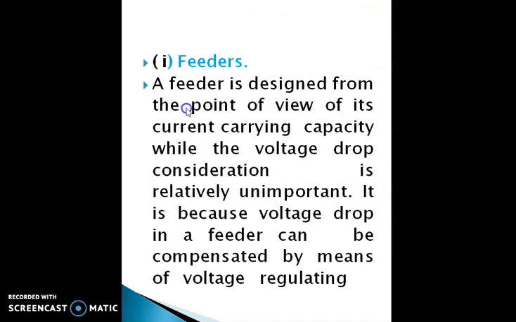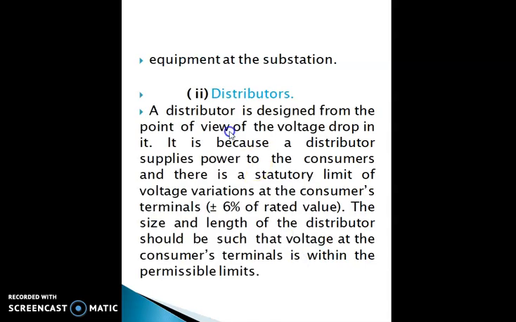The first one is the feeder. A feeder is designed from the point of view of its current carrying capacity, while the voltage drop consideration is relatively unimportant. It is because the voltage drop in a feeder can be compensated by means of voltage regulating equipment at the substations.